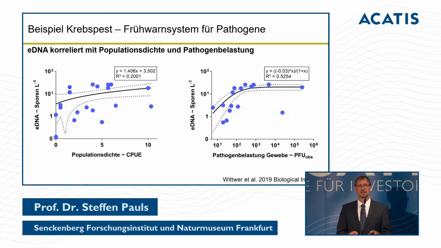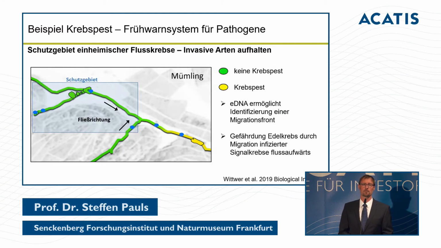And this detection system can be transferred to protection concepts. The eDNA and the pathology are both directly correlated and linked to the population. If I have got a higher population, of course, I can detect it earlier. So this information could be used for protection plans.